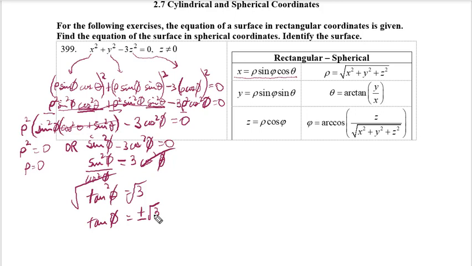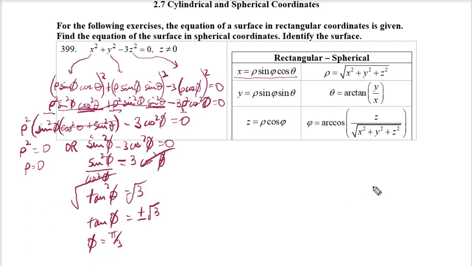Now, the trig is a little tricky here because if you do the arctan of the square root of 3, your calculator gives you the appropriate answer, which would be phi equals pi over 3. If you do the arctan of the negative square root of 3, however, your calculator is going to give you negative pi over 3. Well, that's not a valid phi angle. Phi has to be between 0 and pi. So we need the angle back up in quadrant 2.